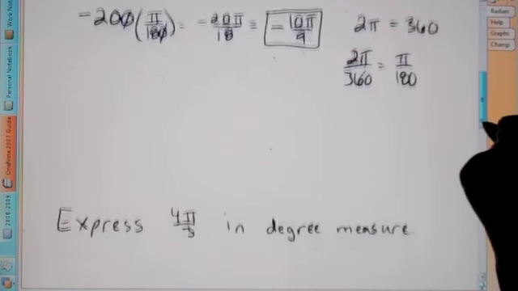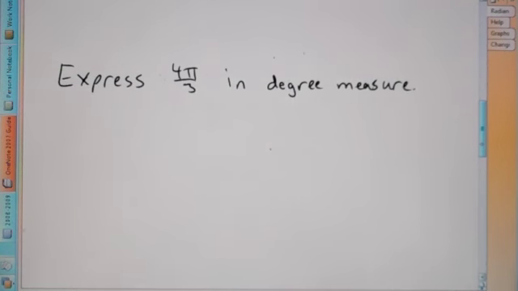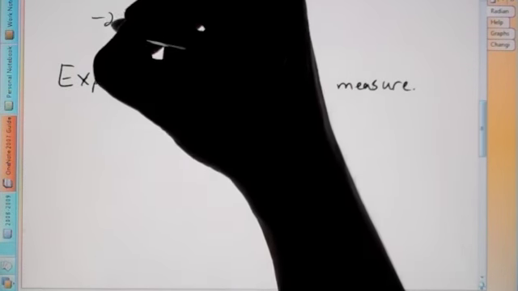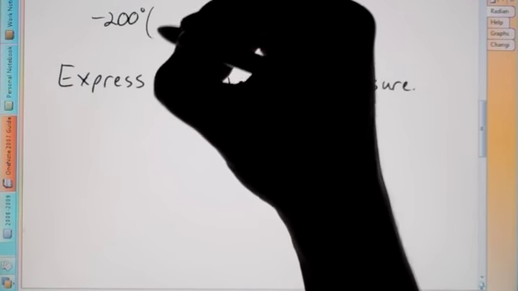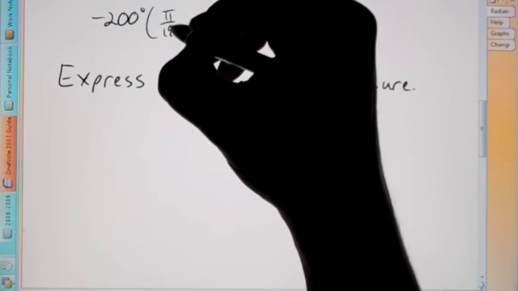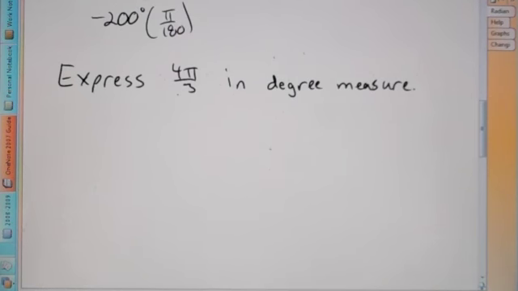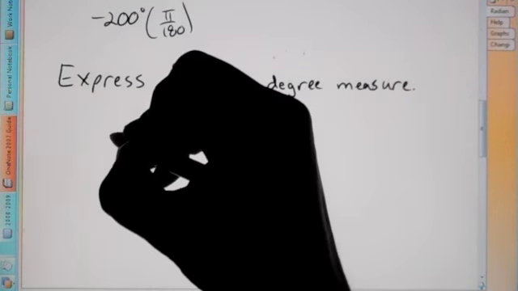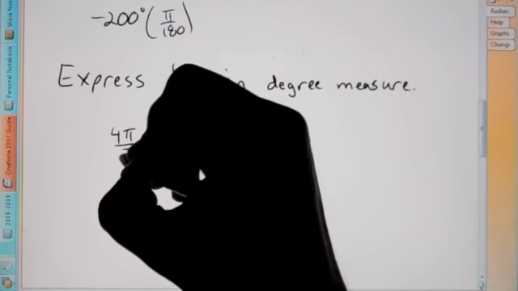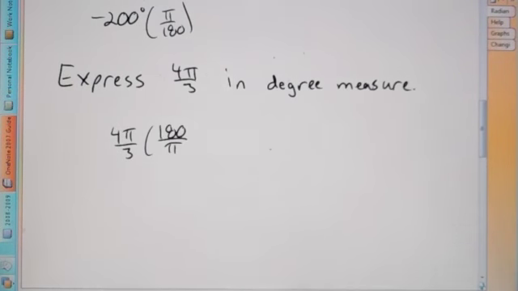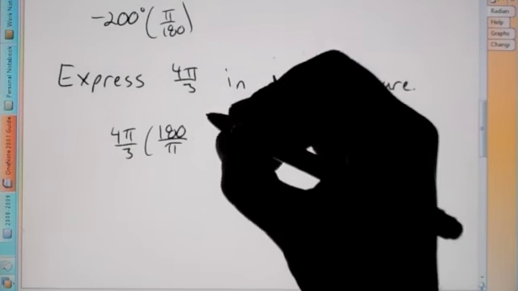Now it says express 4 pi over 3 in degree measure. When we went from degrees to radians, we multiplied by pi over 180. So to go from radians back into degrees, we do the opposite. Now we do 4 pi over 3 times 180 over pi. So we're going to multiply that by 180 over pi.